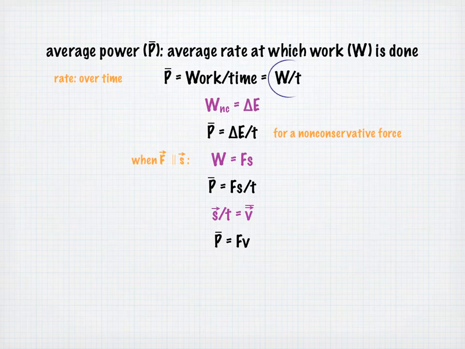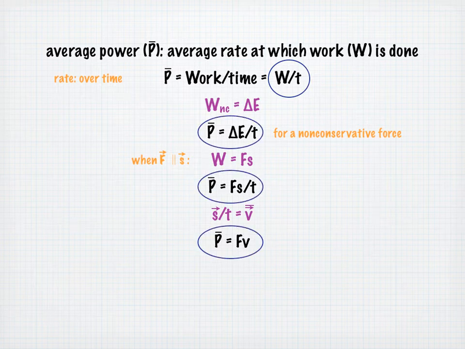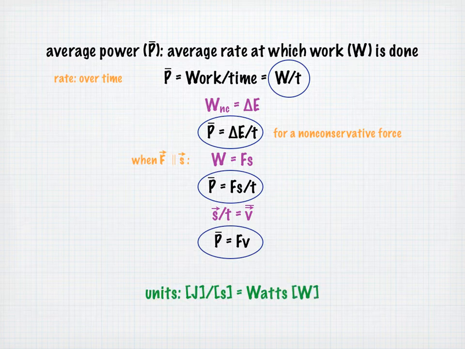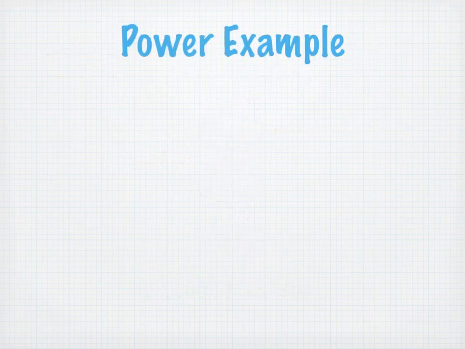These are some common expressions for average power that you might encounter and use when working problems. Since power is work over time, the units of power are joules per second. A joule per second is also called a watt. Let's look at an example problem.